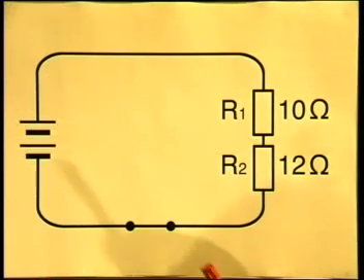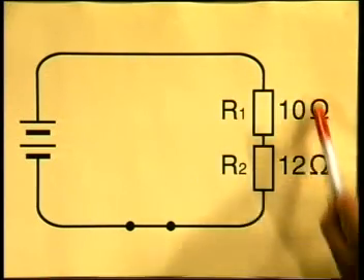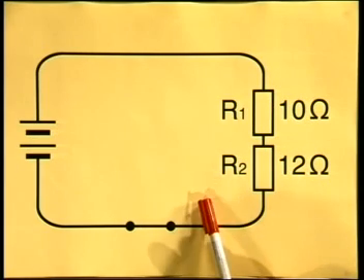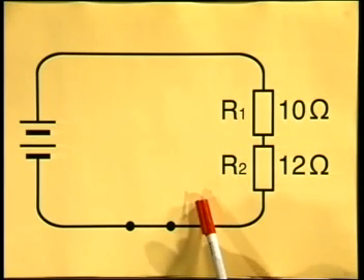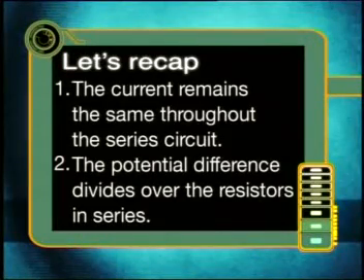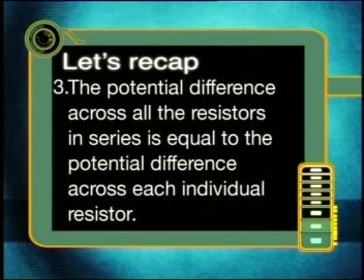In other words, what is the resistance of that single resistor which would replace these two resistors and still allow the same current and the same potential difference to be maintained in the circuit? Let us recall what we already know about resistors connected in series. The current remains the same throughout the series circuit. The potential difference divides over the resistors in series, and the potential difference across all the resistors in series is equal to the sum of the potential differences across each individual resistor.